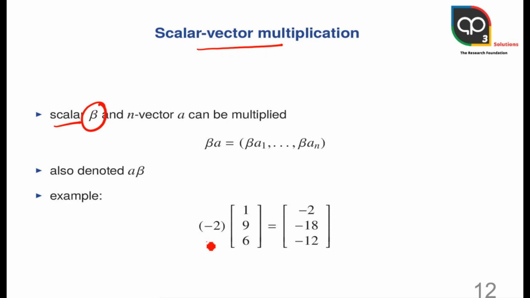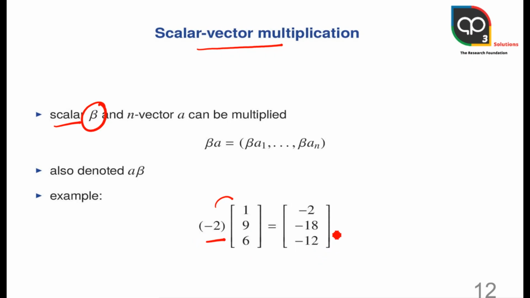So kindly see here, minus 2 is a scalar and 1, 9, 6 is the vector. If we multiply both, minus 2 times 1 is minus 2, and minus 2 multiplied by 9 is minus 18. And minus 2 multiplied by 6 is minus 12.